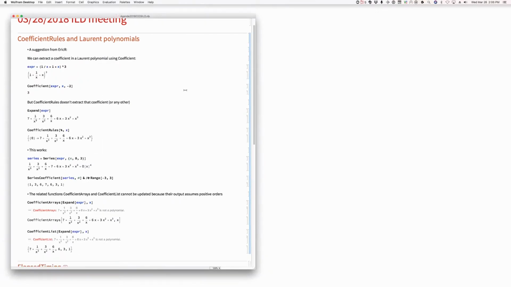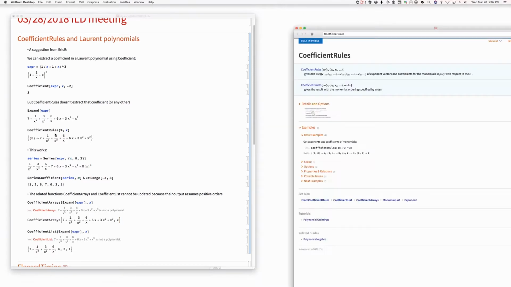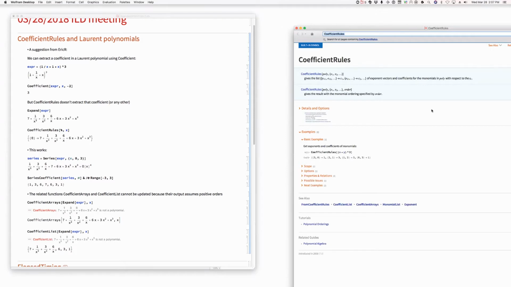So, first one is about coefficient rules and Laurent polynomials. Here the point is that some of our functions to get coefficients are able to deal with negative powers, but others do not. And Eric suggested that we extend coefficient rules to handle also negative powers. What does coefficient rules do right now with negative powers? Basically, it gets totally confused because you see there it's saying at zero power, it assigns everything as being independent of x. That seems kind of stupid.